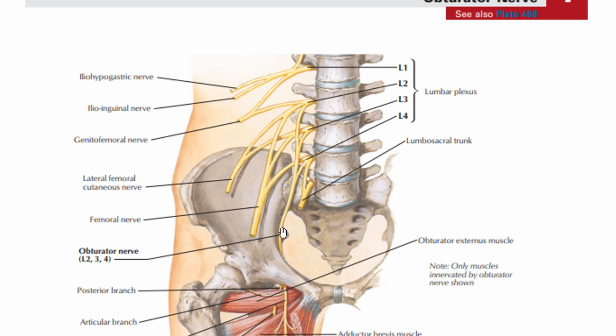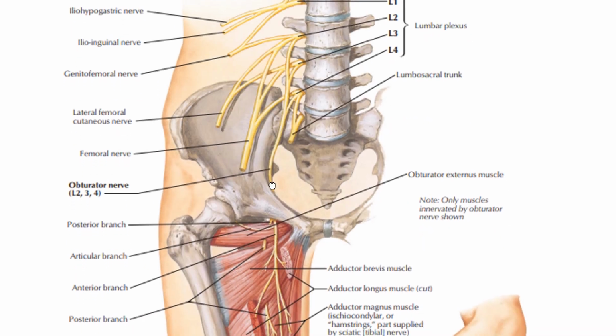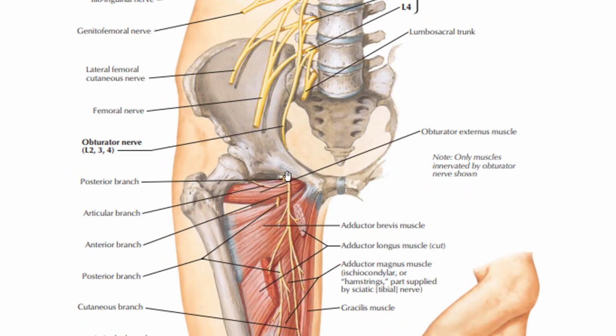The obturator nerve descends behind the superior ramus of the pubis, just above the obturator externus muscle, and divides into two branches, an anterior branch and a posterior branch. These two branches pass between the adductor brevis and adductor longus. Adductor longus has been cut here. So the anterior division moves downward.